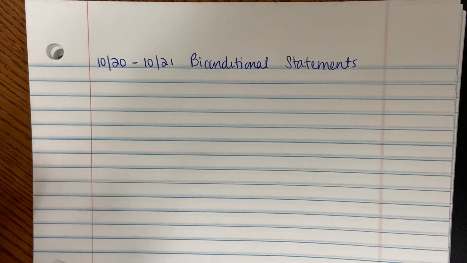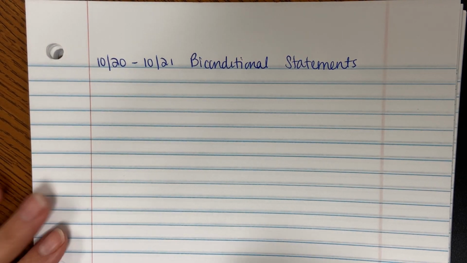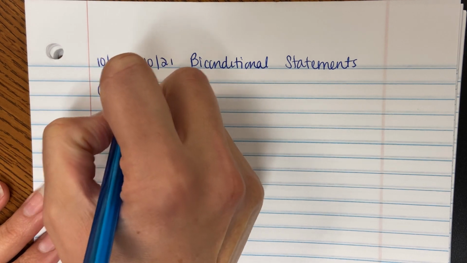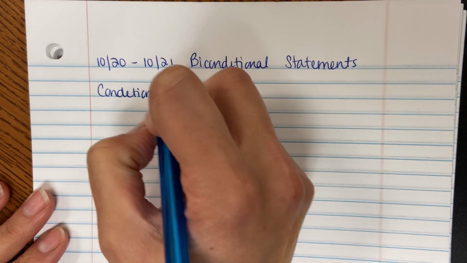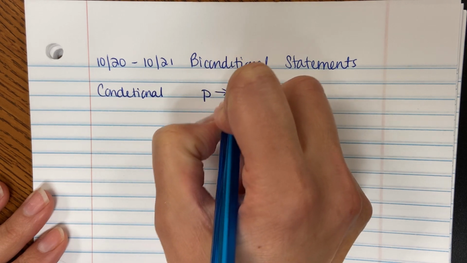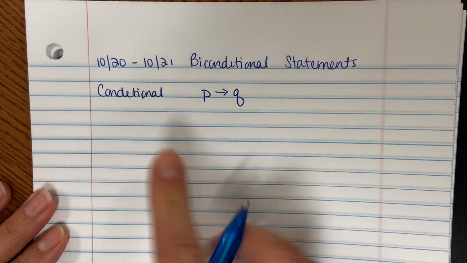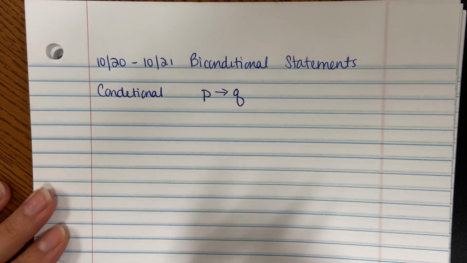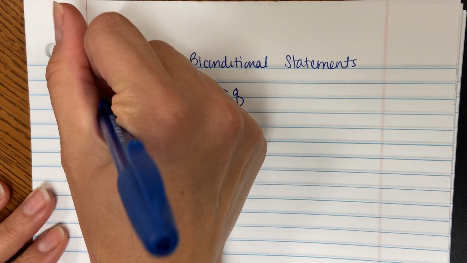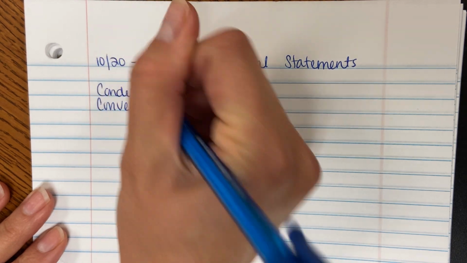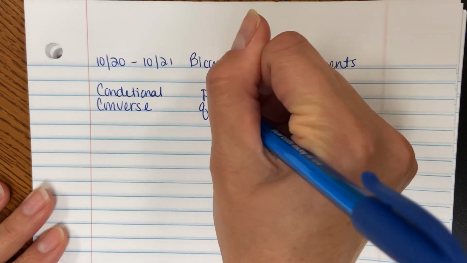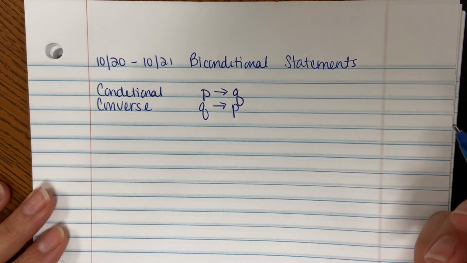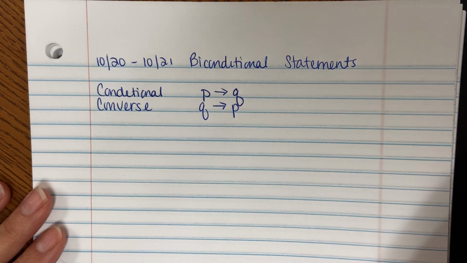So we've talked about conditional statements, converse, inverse, contrapositive, all of that. So we're going to kind of review two of those right now. So the conditional statement is if P, then Q, right? If I study for my test, then I will pass, right? Converse of that is where you flip them. So if Q, then P. If I pass my test, then I studied. And so a biconditional statement combines the conditional and the converse.